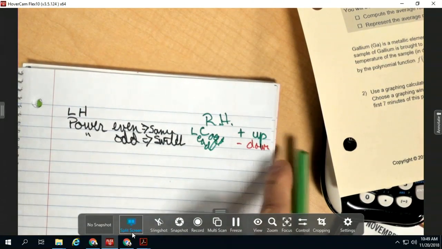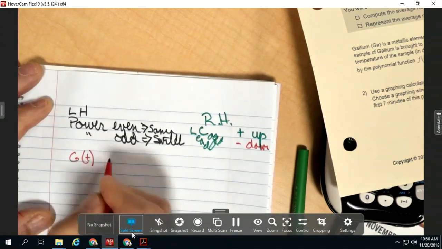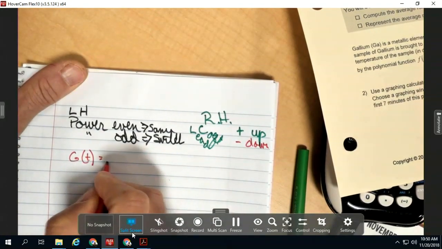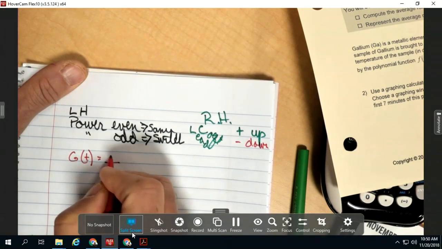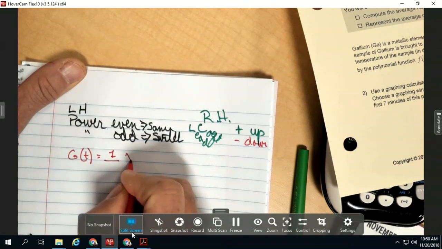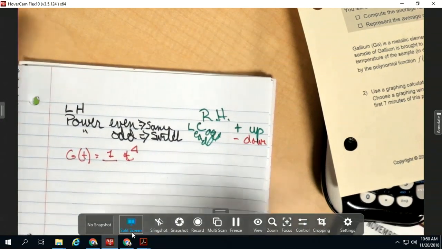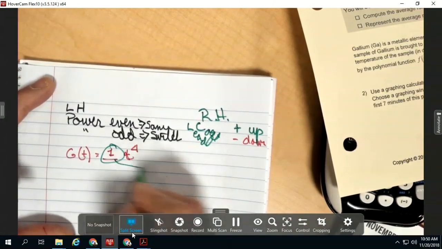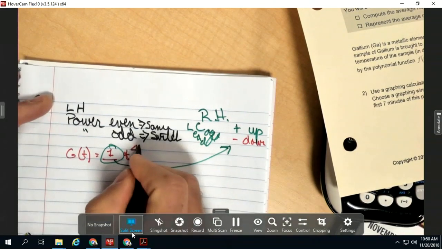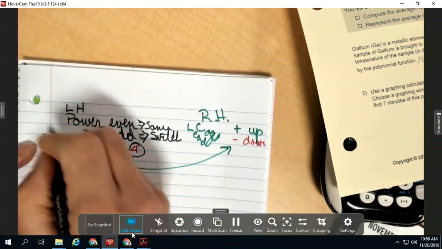So let's look at the one we just did for gallium. Gallium as a function of time. The only thing we're going to pay attention to is the leading coefficient, which is positive 1, and the power, which is t to the 4th. So this tells us that we're going to end up, and this tells us we're going to do the same.